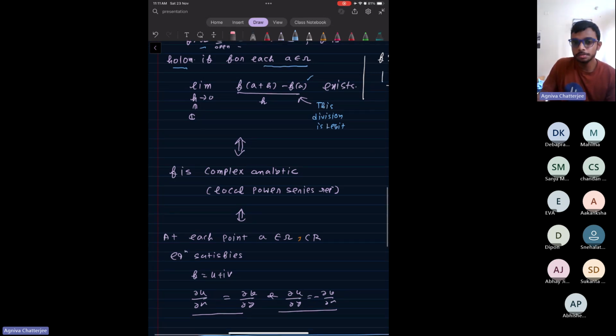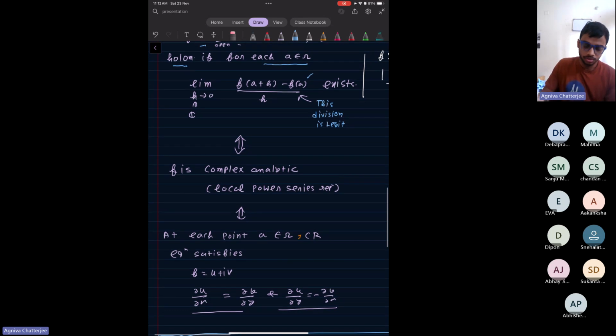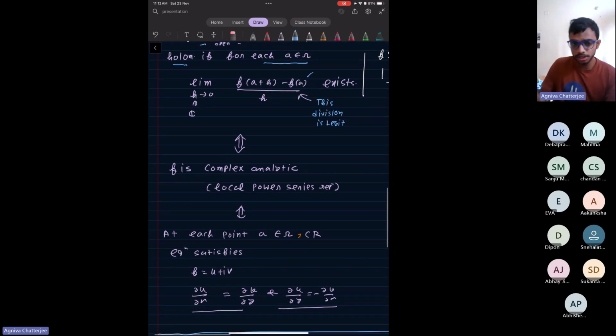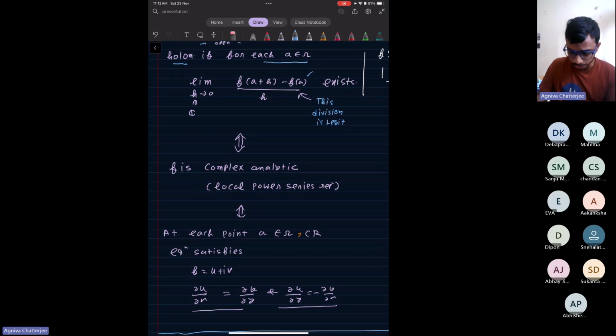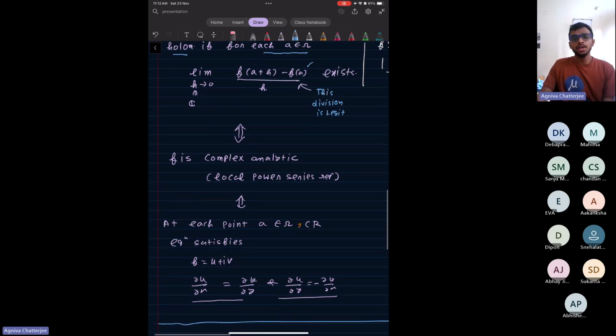So what is the CR equation? It's basically a relation between the partial derivatives of the real part and the imaginary part of the function, which is del u del x equals del v del y and del u del y equals minus del v del x. All right. So that's the starting point of complex analysis.